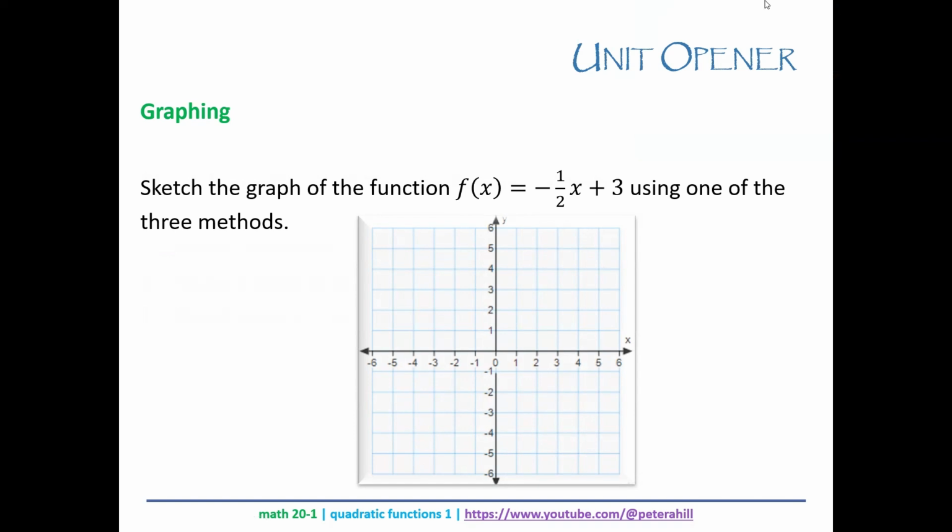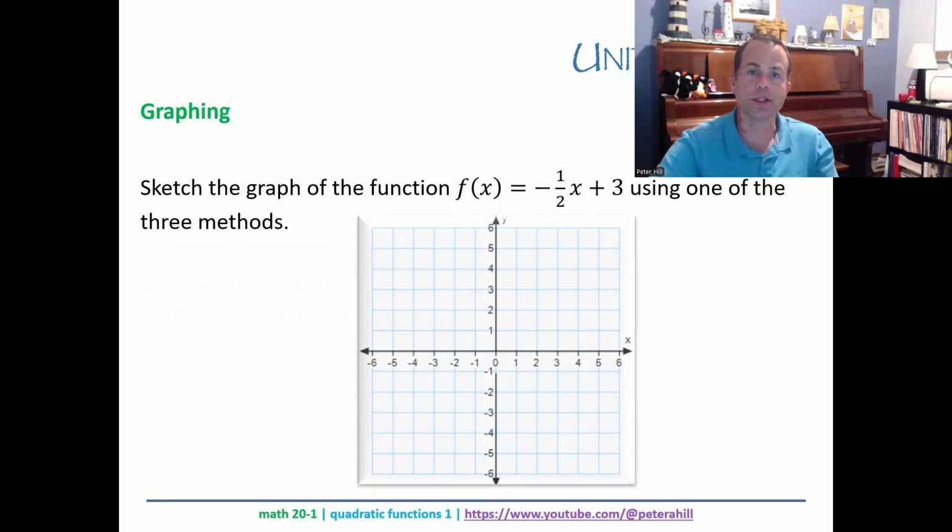Now, what I'm going to do is I'm going to do this using slope y-intercept because I'm in slope y-intercept form anyway, right? So I know that my y-intercept is at 3. So I know I'm going to have a point at 3. And then I have a slope of -1/2. So from that point, I'm going to go down 1, right 2, down 1, right 2, down 1, right 2. Okay. And then I'm going to get a straight edge.